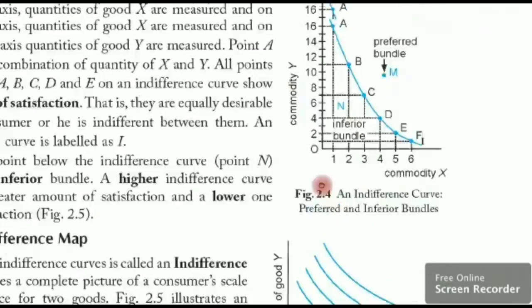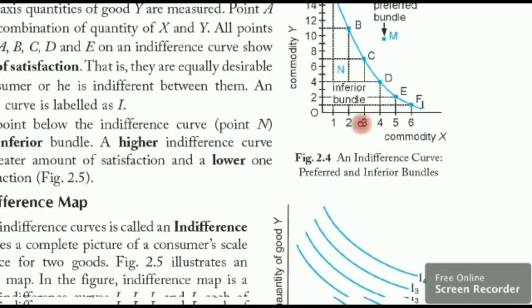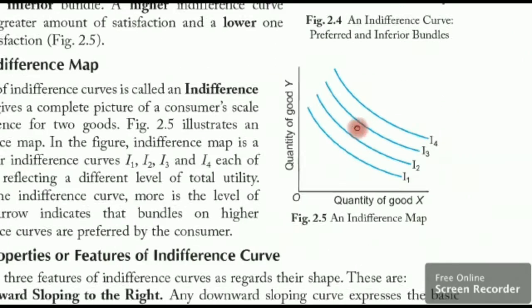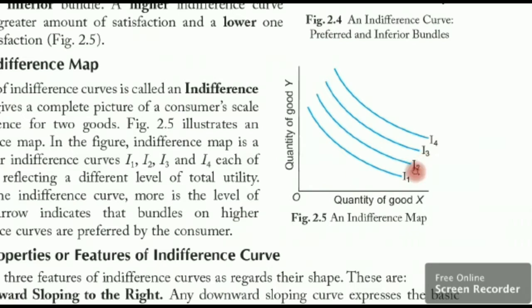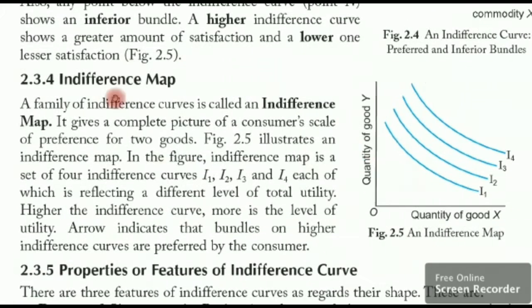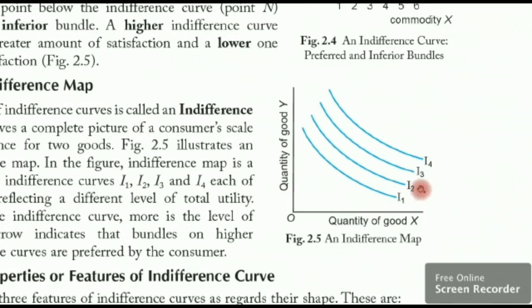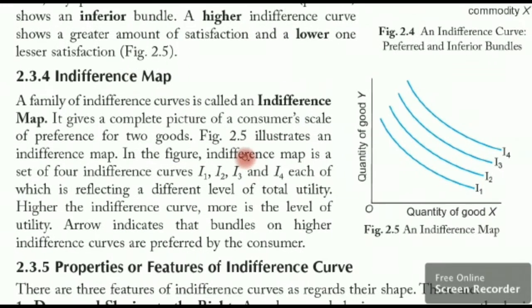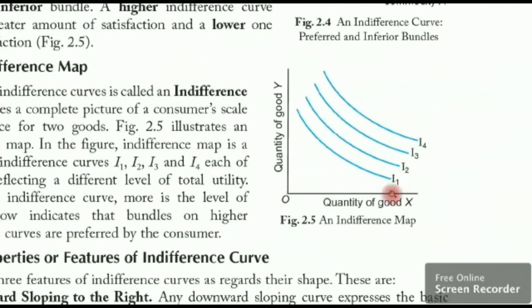Now, this is a single indifference curve, and a family of indifference curves is called an indifference map, right? So to learn consumer equilibrium, first we have to understand the indifference map. Again, I repeat, it is a map. A map is nothing but a group of indifference curves. That means different levels of satisfaction. Every upward indifference curve shows a higher level of satisfaction.